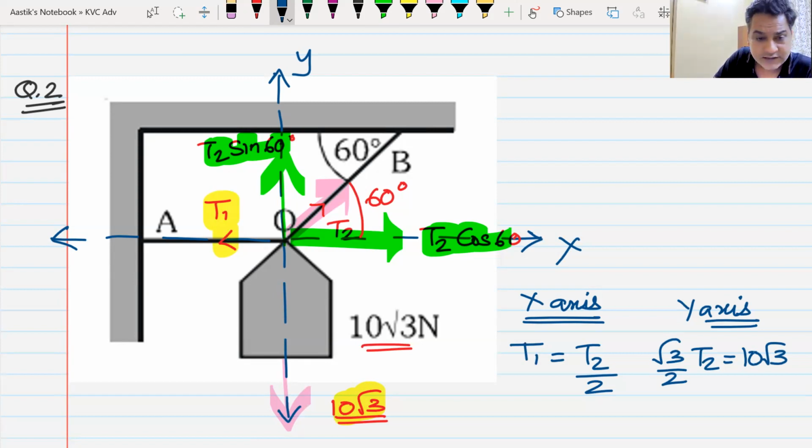Yes, sir. Was everyone able to do this question? Yes. Can I move on to the next one? Yes. Here comes the next one, and it is as simple as it gets. Question number 3.